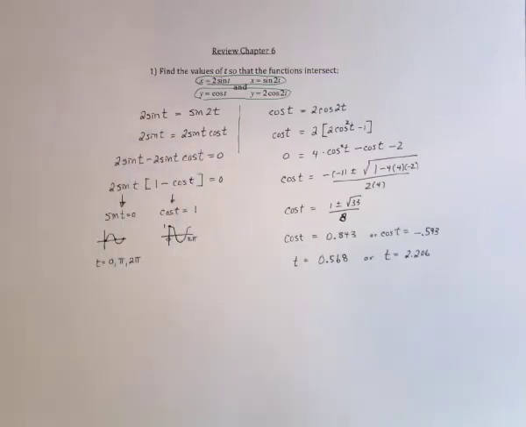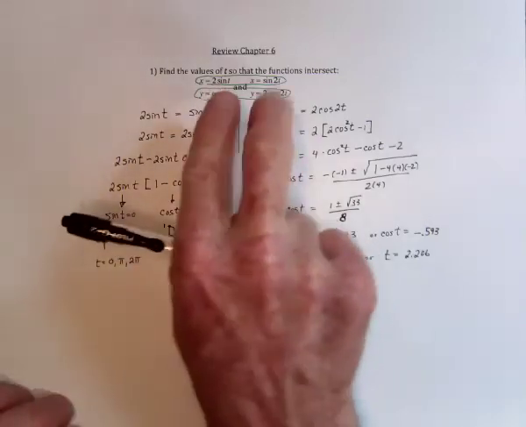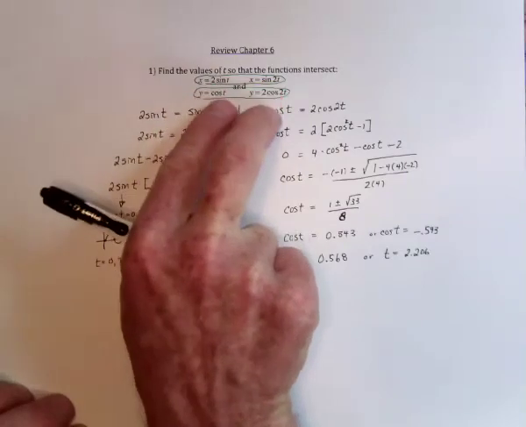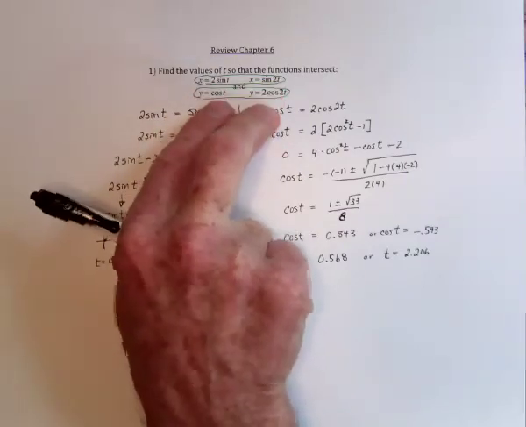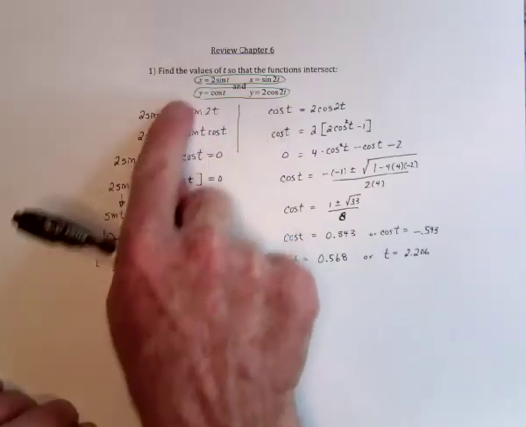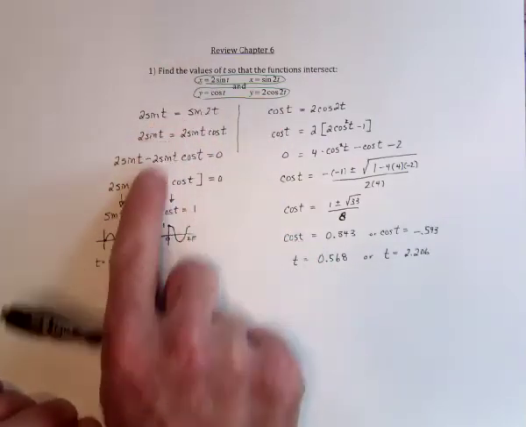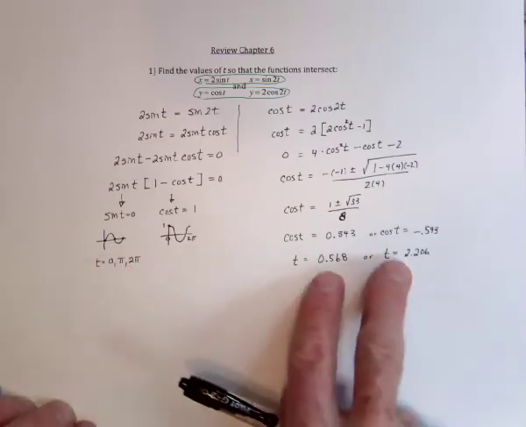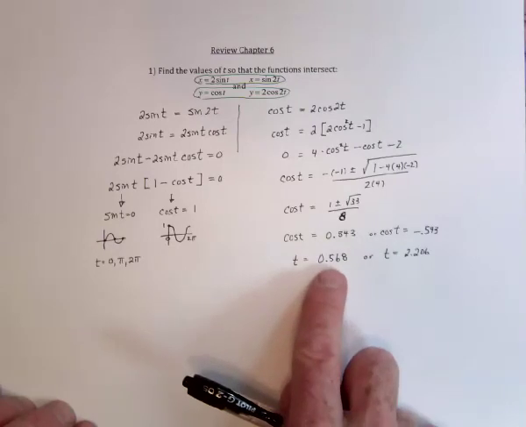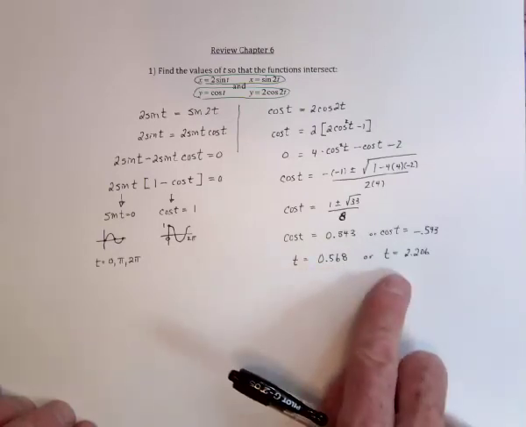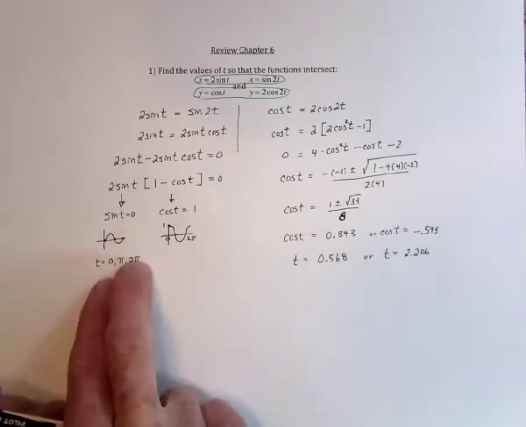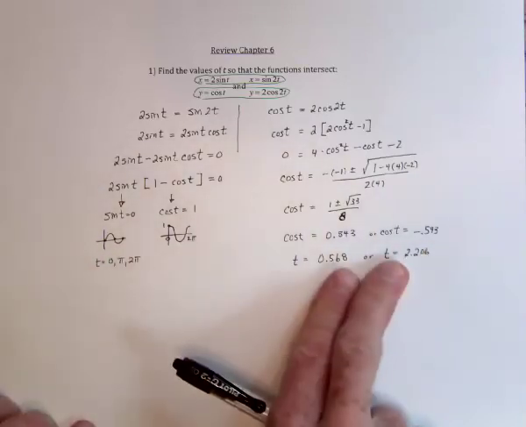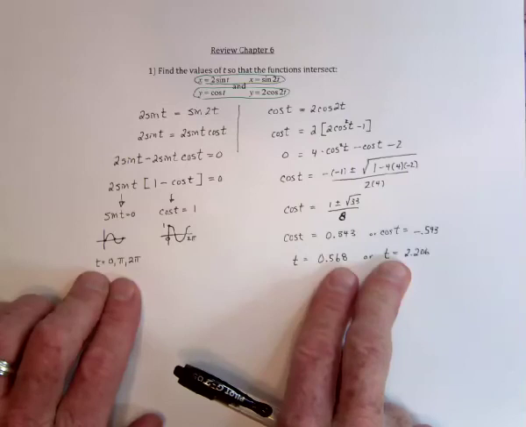Alright, now in order, as I've said a couple of times, in order for these functions to intersect, the x has to equal the x and the y has to equal the y. Well, you can think of this t as time. So over here we said, when is the x going to equal the x? That's at the time 0 and pi and 2 pi. And when is the y equal to the y? That's at time 0.568 and 2.206. Now these don't match with these, which means that the x values can equal the x values, the y values can equal the y values, but never at the same time.